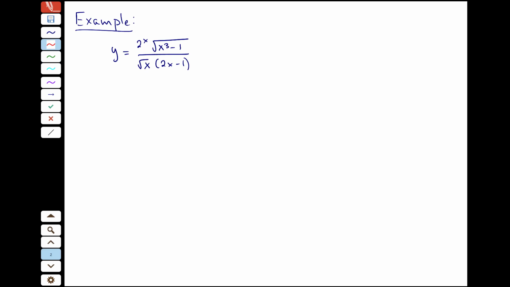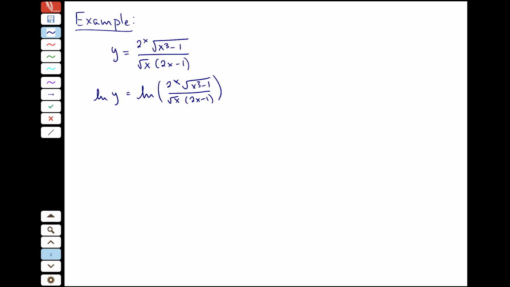So logarithmic differentiation begins by taking the natural log of both sides. So I'm going to take the natural log of y on the left-hand side of the equation, and I'm also going to take the natural log of the right-hand side of this equation. So the natural log of 2 to the x plus the square root of x cubed minus 1 divided by the square root of x times 2x minus 1.